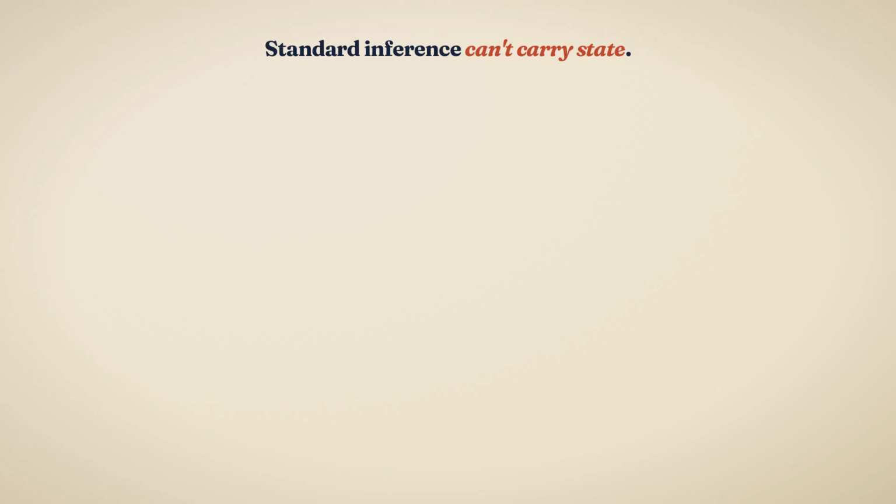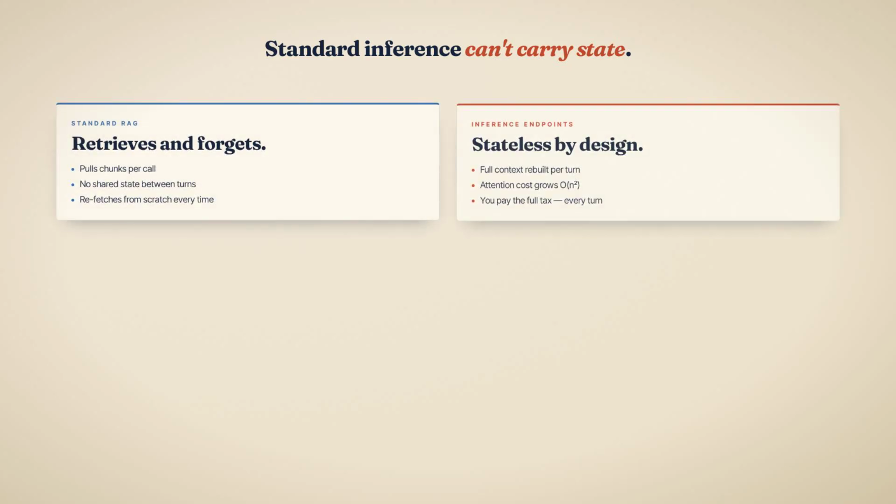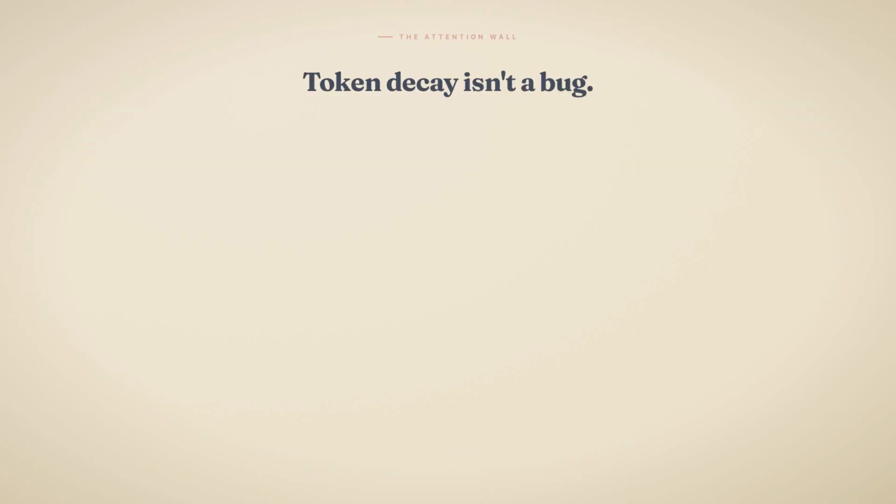Standard RAG retrieves chunks and forgets between calls. Basic inference endpoints are stateless by design. Every turn, the full context is rebuilt from scratch, and attention is order n squared. So every turn pays the full context tax again and again. Then you hit the wall.